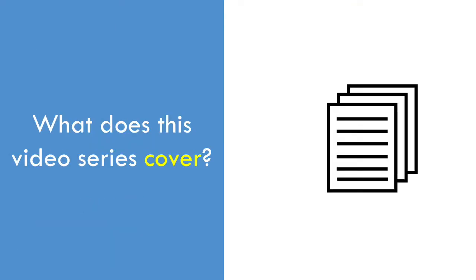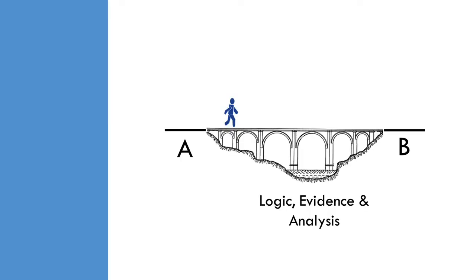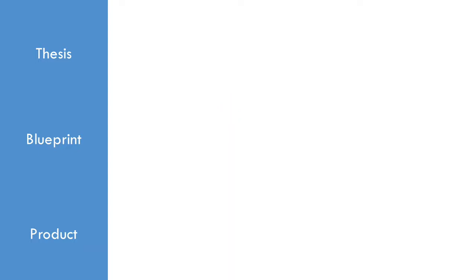And so what then does the video series cover? What is it that I'm hoping to accomplish here? So for that, let's come back to our bridge analogy. And here we're going to break it down into these three components: the thesis, the blueprint, and the end product. So when we're talking about the thesis, we are focusing in on the A and the B, where it is that our audience is and where it is that we want to take them. So the video series will cover this in part 1. We'll have several videos devoted to it, delve really deeply into it, but that is the first part.